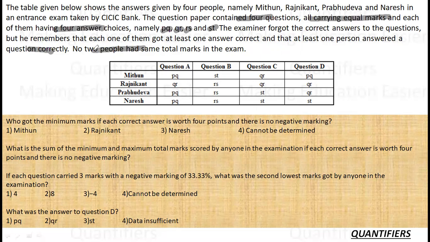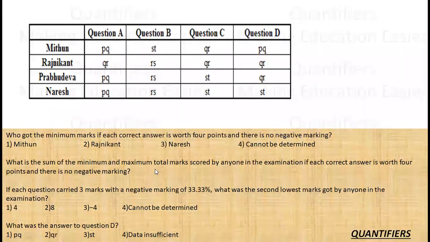No two people had the same total marks in the exam, which means that one person must have one correct, one person must have two correct, one person must have three correct, and one person must have four correct. This is the kind of trend that is going to be followed. Then, who got the minimum marks if each correct answer is 4 marks and there is no negative marking?